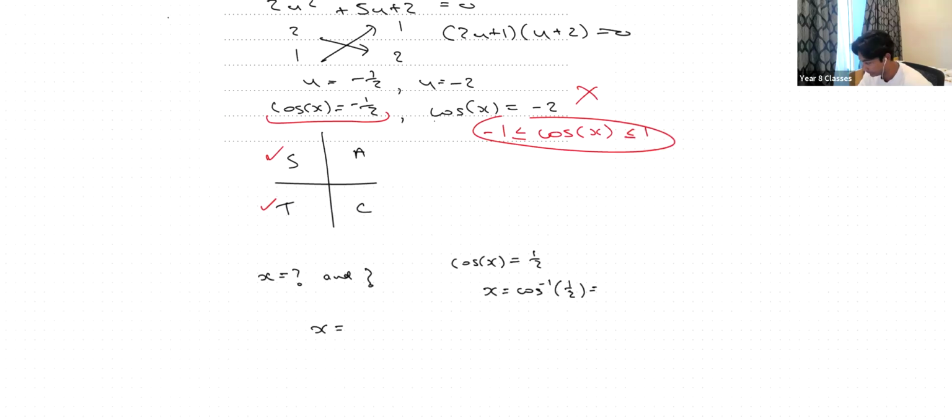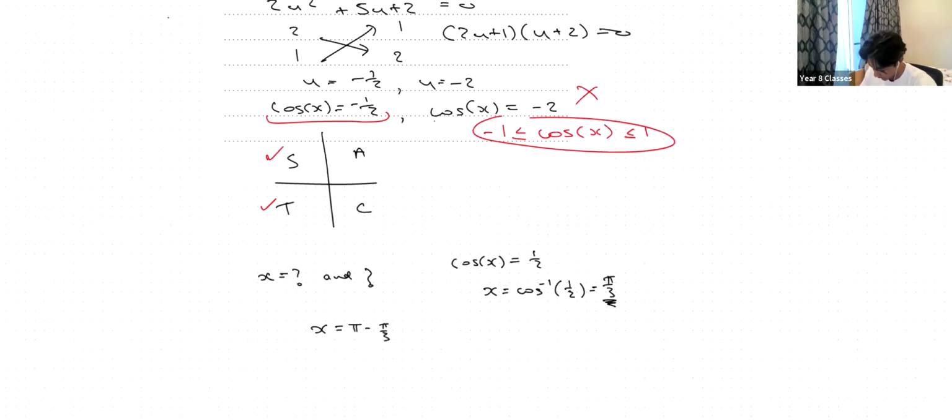Just plug it into a calculator. Pi on 3. Yep, pi on 3. So this is your first quadrant answer. And then to adjust it for the second quadrant, you do pi minus pi on 3. So pi minus your first quadrant answer, which will give you 2 pi on 3.